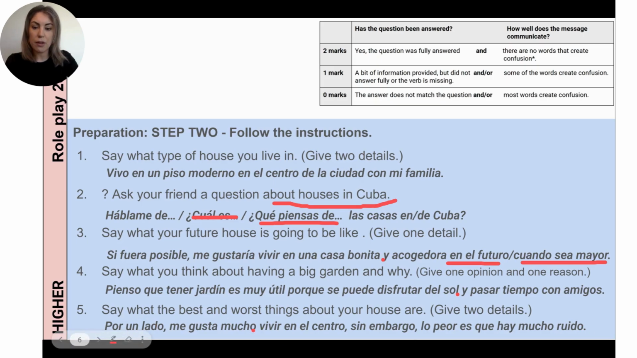I could have done, por un lado, me gusta mucho vivir en el centro, sin embargo, por otro lado, hay mucho ruido, and that would have been fine as well. Okay, I could have also said, por un lado, lo mejor de mi piso es que está en el centro. That would be very complicated. So you can see lo mejor, lo peor, la ventaja, la desventaja, por un lado, por otro lado. We can mix them up a little bit sometimes.